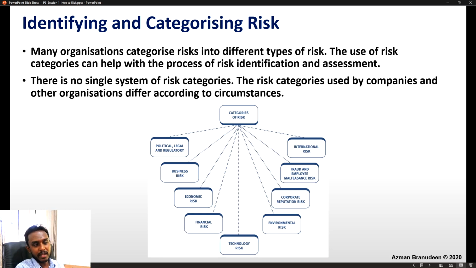Now, a few examples, as you can see here, for categories of risk are international risk, fraud and employee malfeasance risk, corporate reputation risk, environmental risk. On the other end, you have political, legal and regulatory risks, business risk, economic risk, financial risk, technology risk, which is a modern one, but nowadays becoming very important and a very big deal.